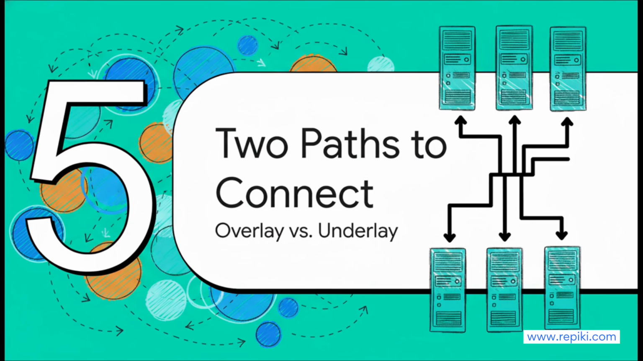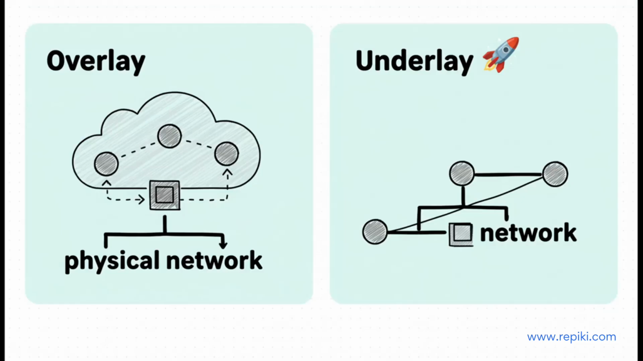So these CNI plugins, they generally use one of two main strategies to actually move the packets between your nodes. And these are known as overlay and underlay networking. Here's the high-level view. An overlay creates a virtual network that sits right on top of your existing physical network. An underlay, on the other hand, actually teaches your physical network how to find all the pods directly. And as you can imagine, each approach has its own set of trade-offs.